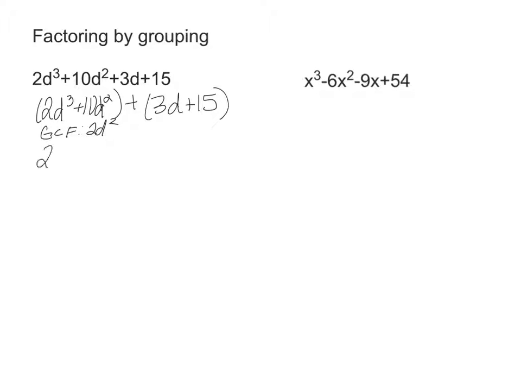squared. And when I factor out the 2d squared, I get d plus 5. And my greatest common factor on this one is 3. So when I factor out that 3, I get d plus 5. Now when I look at my equation, I have another common factor. We're not used to the common factor being a binomial, but in this case it is. So there's a d plus 5 in each term.